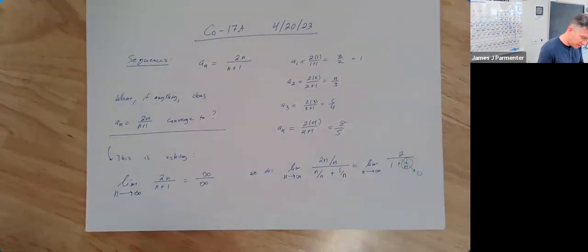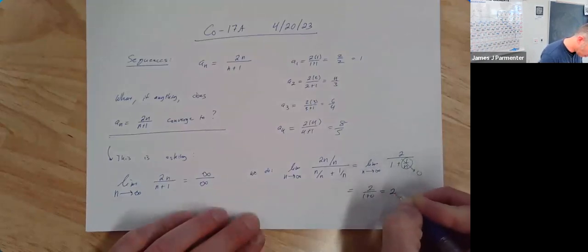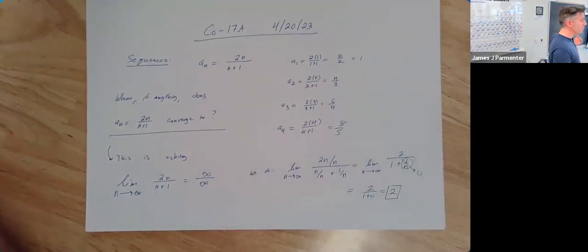And this limit ends up being 2 over 1 plus 0, which is 2. This sequence doesn't ever actually equal 2, but it gets closer and closer and closer and closer to 2.